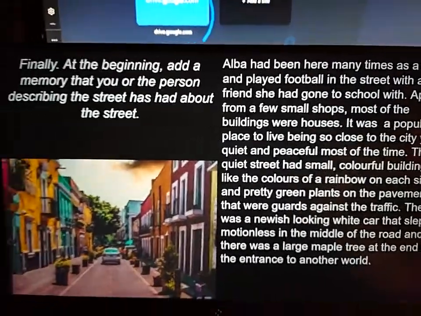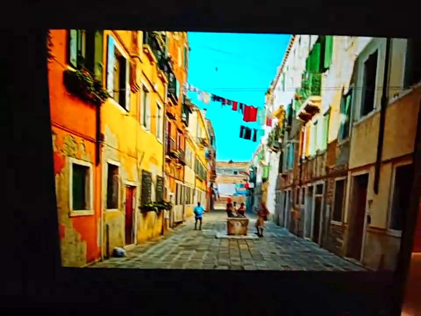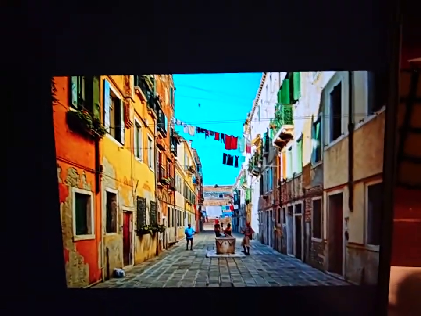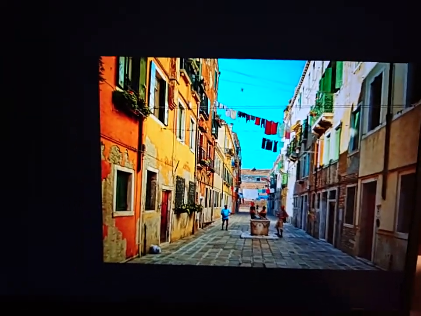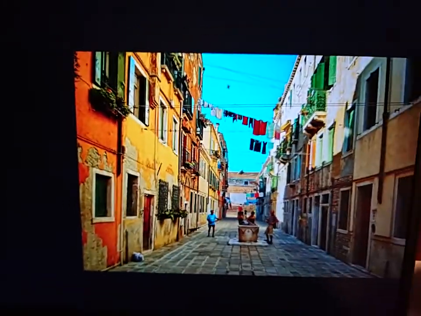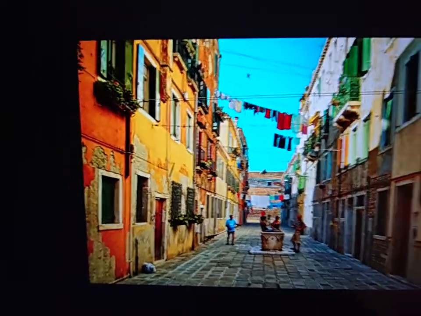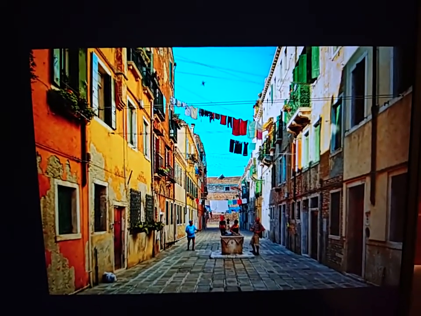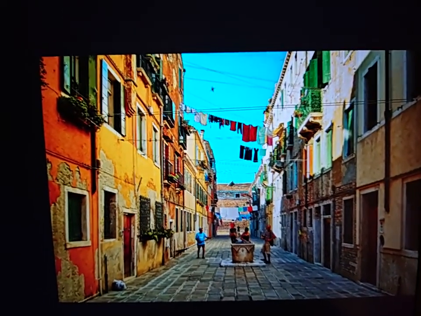Okay, so I've just added another layer. Your turn. If you're writing it in first person, say I remember. If you're writing it in third person, you say he, she, it, or the person's name, or they, and the person's name. So a very brief memory about the street.